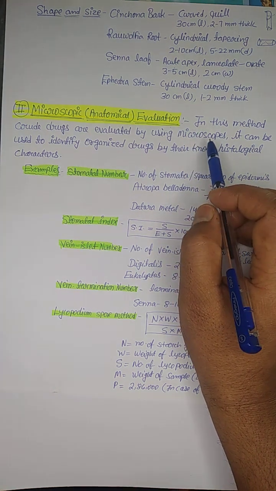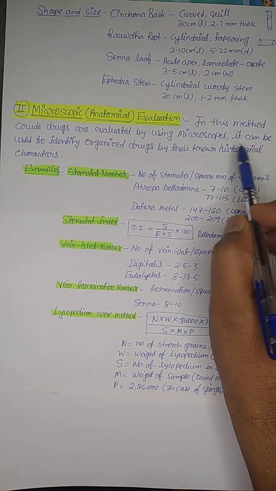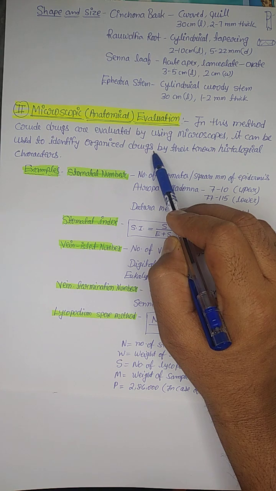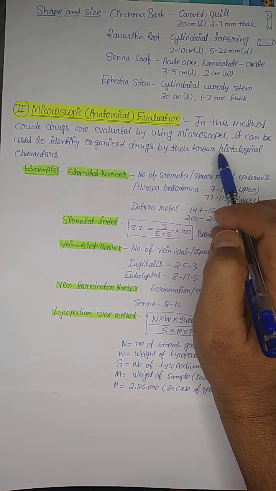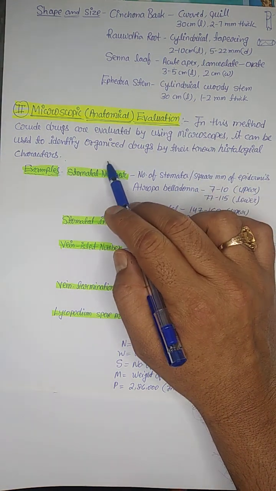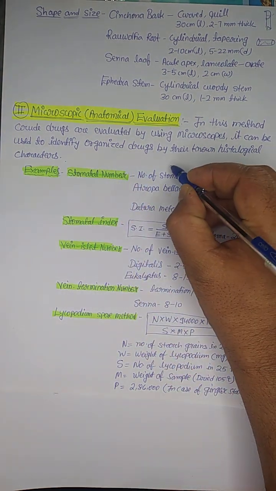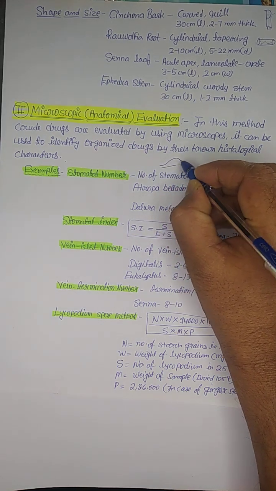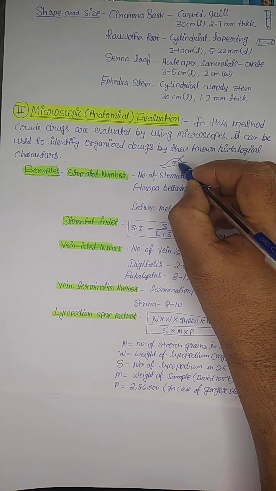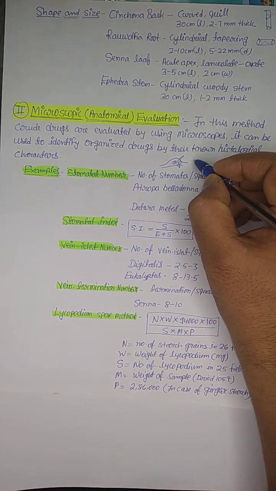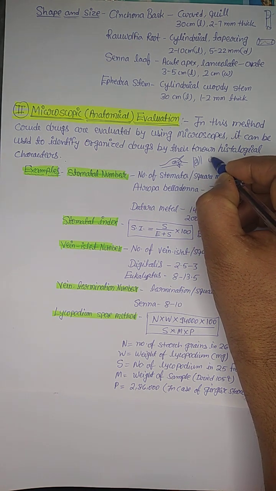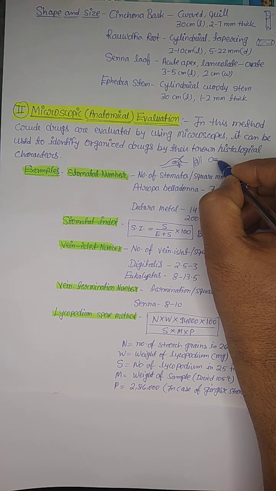Compound microscope we generally use in our laboratory. It can be used to identify organized crude drugs. Unorganized crude drugs we cannot evaluate microscopically. It is done by their known histological characters; the WHO monograph has given their known histological characters. For example, if it is senna leaf, there will be trichomes, vascular bundle, xylem, phloem, stomata, lower epidermis trichomes. If it is bark, there will be medullary rays, stone cells, right? If it is root, there will be cortex, cambium, and so many things.